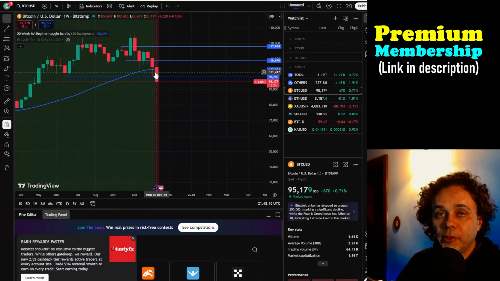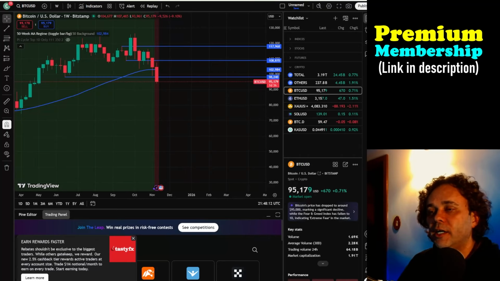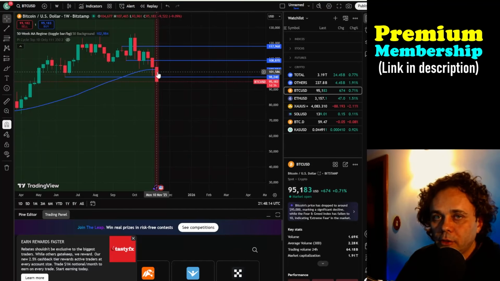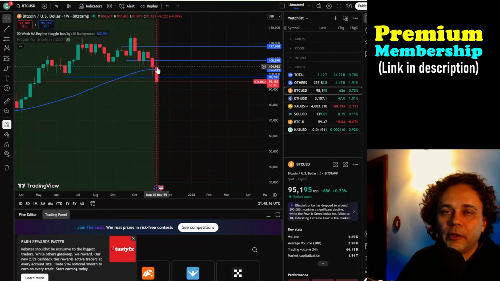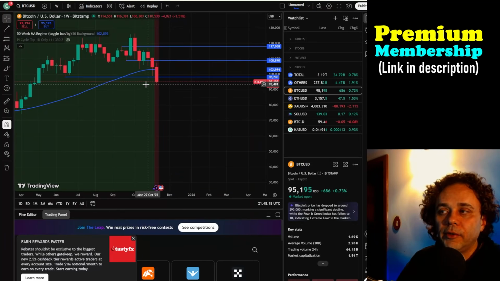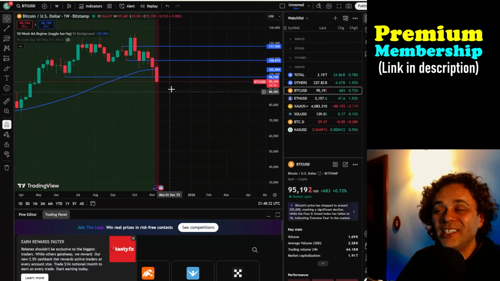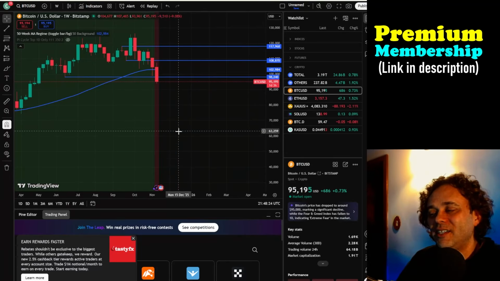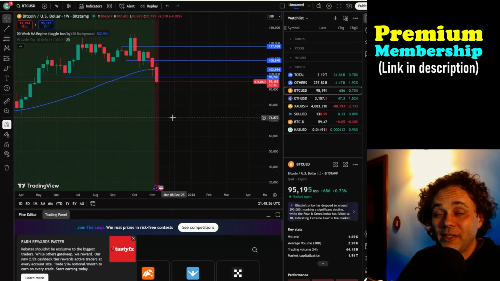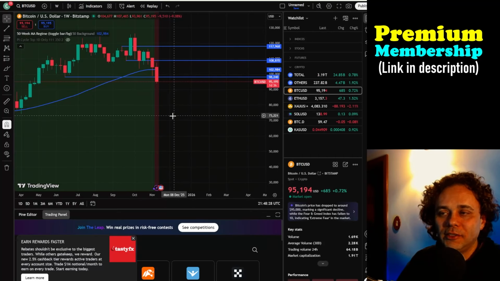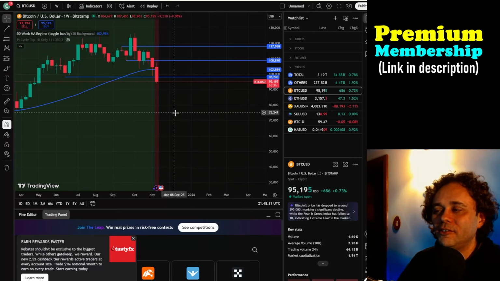And a lot of people are going to be shorting because they're betting on the idea that, wow, we closed below the 50-week moving average, going into a bear market. Give it a week or less, there's going to be a lot of shorts out there. And then the market maker is just going to send it up and liquidate all the shorts.